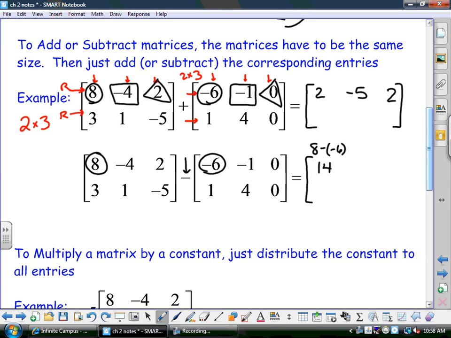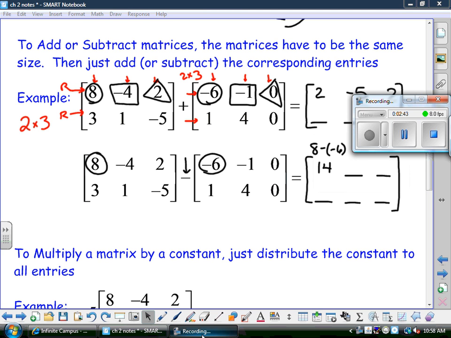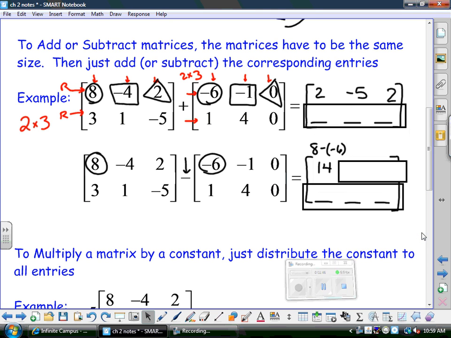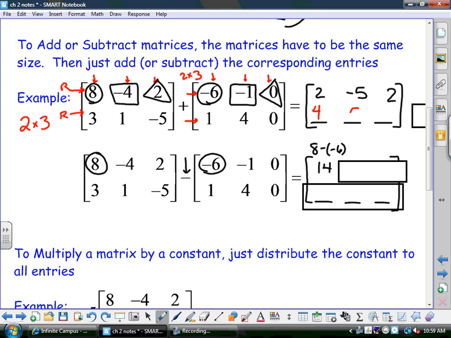Pause the video and see if you can finish up that first example and find all of the entries here in the second example as well. When you finish that one up, for this matrix, you should get 4, 5, negative 5. In this one, when you subtract, you should get negative 3, 2, 2, negative 3, and negative 5.